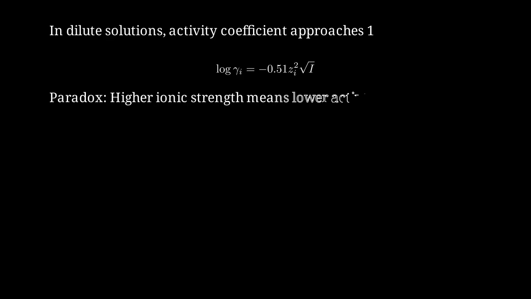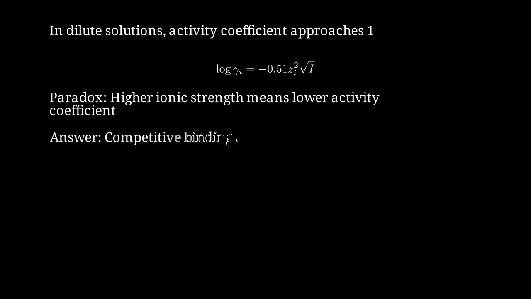This creates an interesting paradox. Higher ionic strength means lower activity coefficients, which would suggest less effective concentration. So why does food taste saltier? The answer lies in competitive binding and displacement. The additional ions from the acid compete for water molecules and change the local environment around sodium ions.